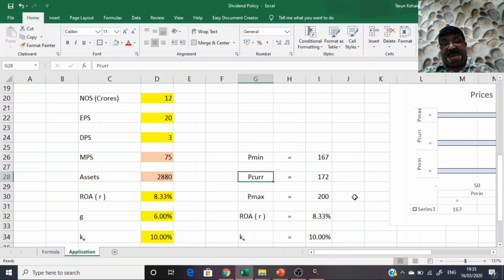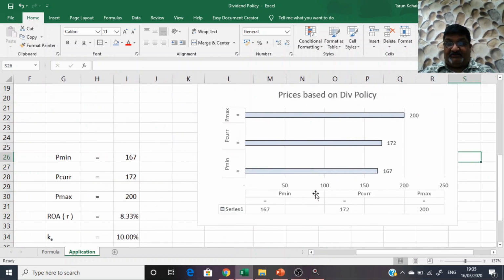Whereas if the company follows a completely inappropriate dividend policy and does not declare anything as dividend, the share price will reach its minimum of 167. So the range that you see here, if you look at the graph, I have put out on a graph. The company at its current level is at this range. The forecasted price based on the current dividend policy is rupees 172.